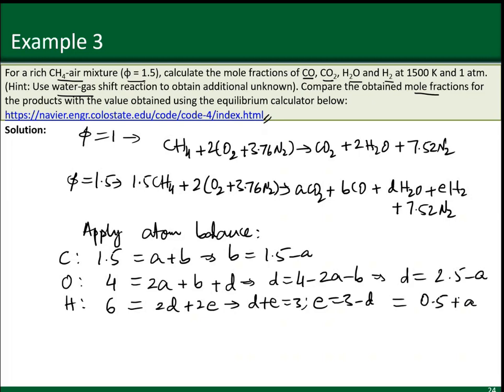Okay. Now here, as we can see, we have written down everything in terms of A, but that's where we stop, right? So we have 4 unknowns, but only 3 equations. So we need an additional equation, and that additional equation basically is the water gas shift reaction.